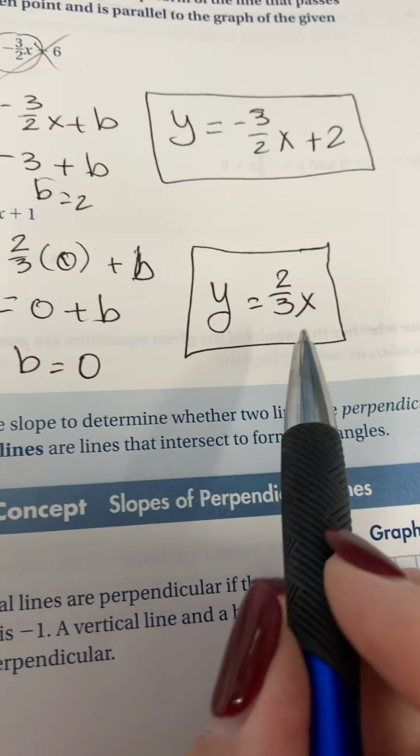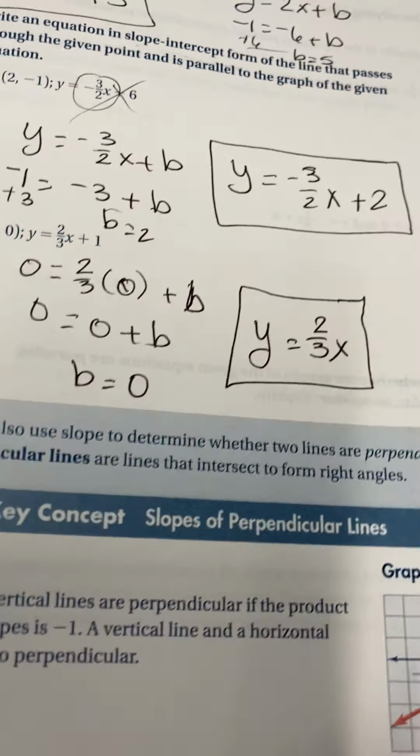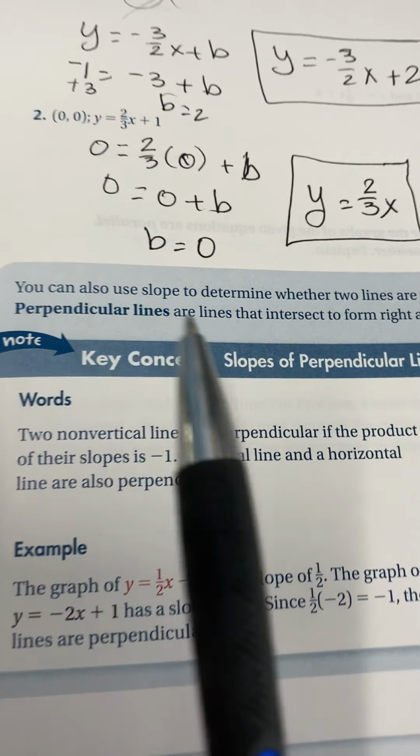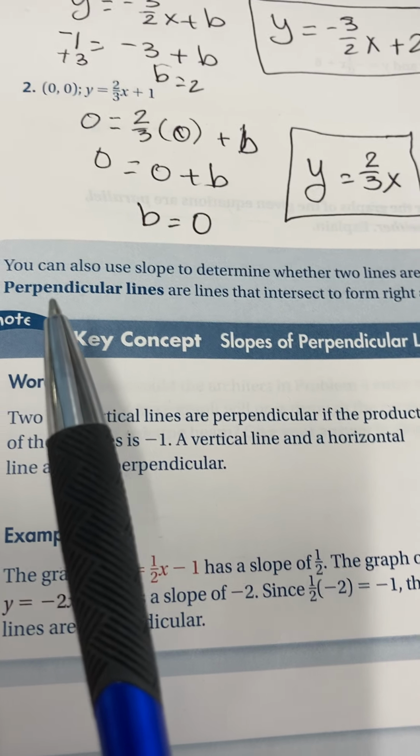All right, since the b was 0, you don't need to write plus 0. You're not wrong if you do, but you don't need to. All right, this is the exact same concept that is going to happen down here. Well, I can't say exact because it's not exact, but it's very similar.